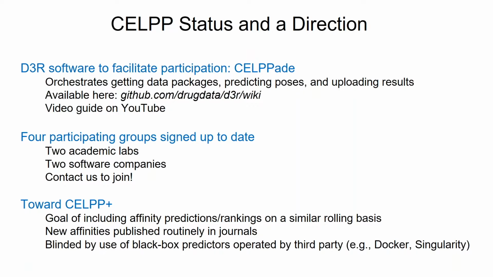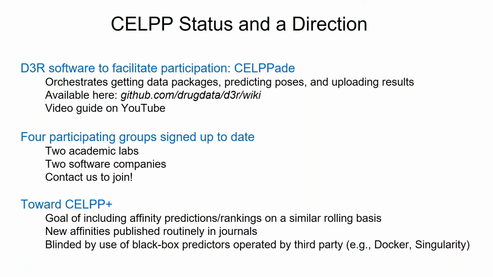Another direction, and a direction we're really interested in going, this is a little more blue sky, but is something that we're tentatively calling Kelp Plus. So what Kelp does is challenge you to predict poses. Ultimately, we want to be able to get affinity predictions here too, and the challenge there is to do that on a blinded, rolling basis. Now, affinities are always being published week after week by journals like J Med Chem. How do we turn those into blinded challenges?